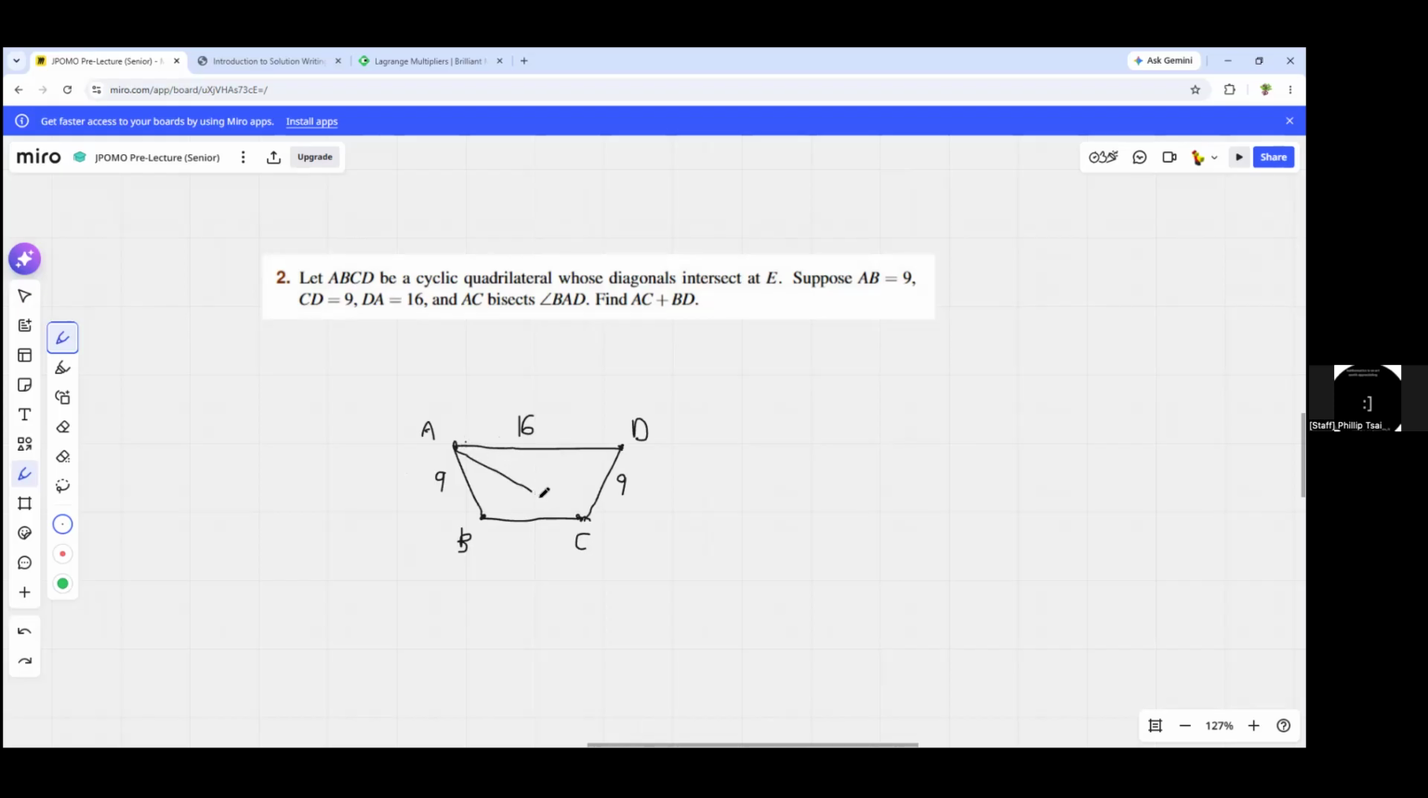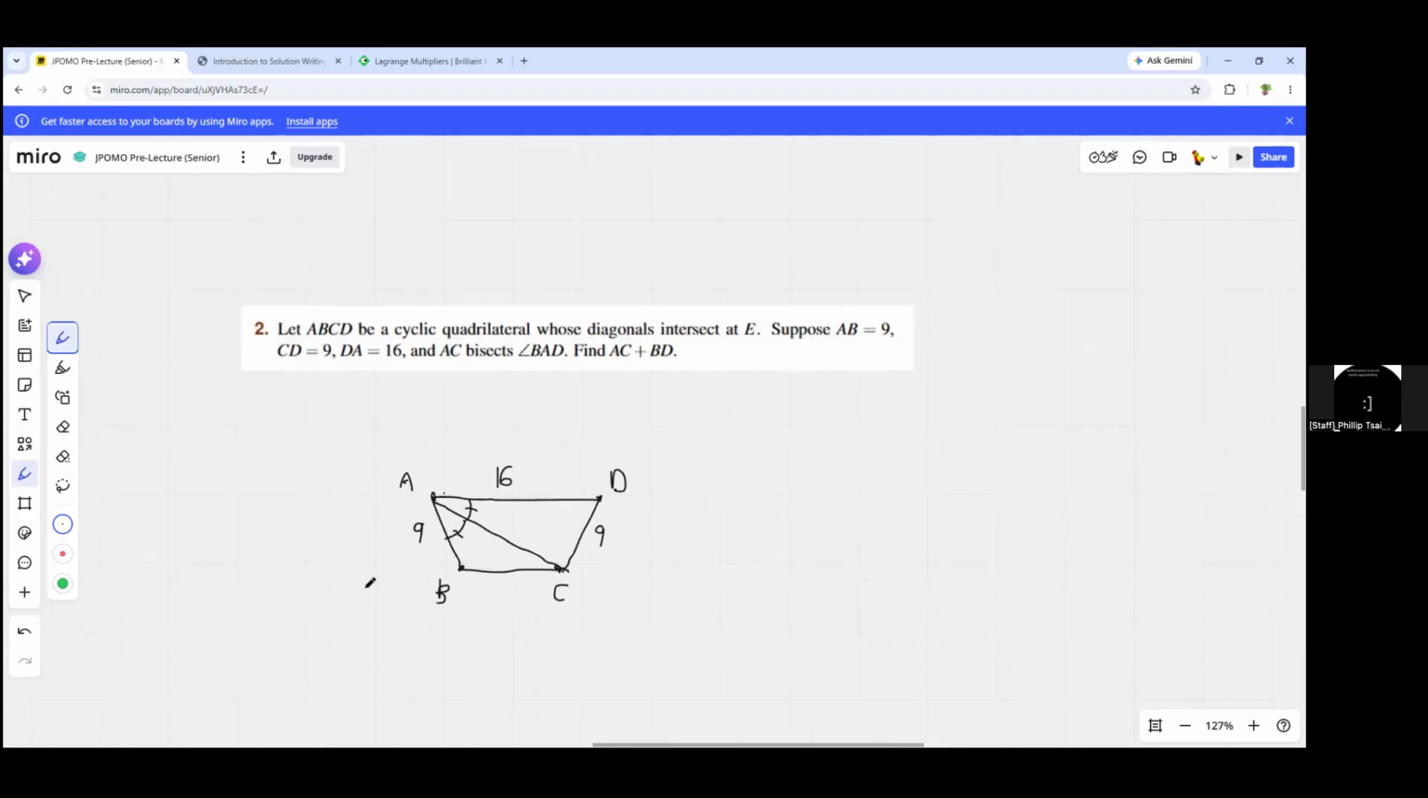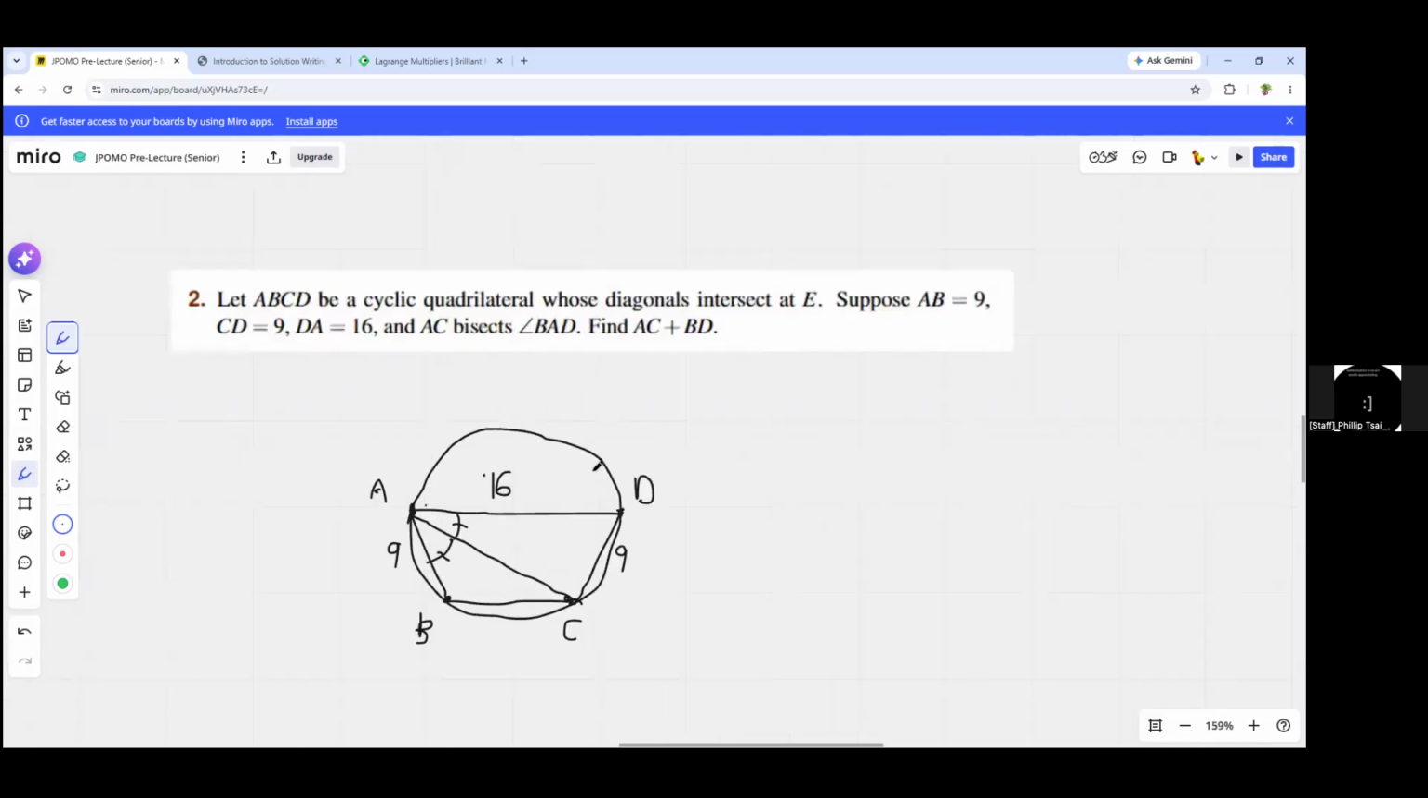By the way, for geometry diagrams, it's usually very helpful to draw them nicely because it makes finding the angles a lot easier. A cyclic quadrilateral basically is a quadrilateral that can be inscribed in a circle. So in this case, it would look something like this. Sorry, I'm bad at drawing circles, but you kind of get the point.